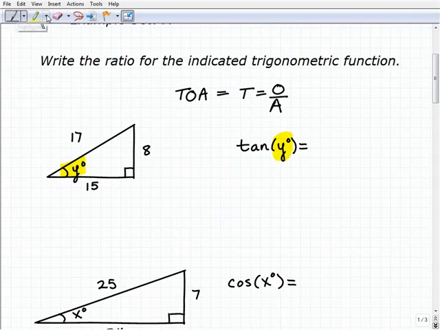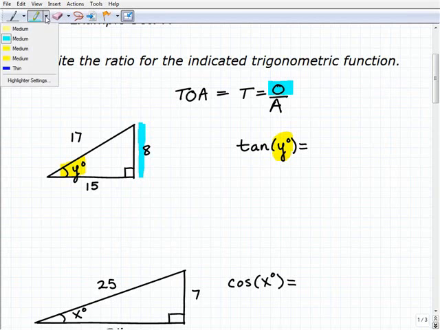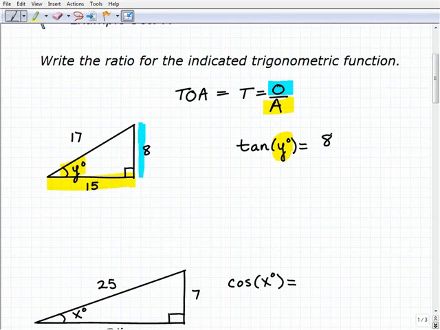This is really quite easy if you can properly identify the opposite and adjacent sides, with respect to angle y. Here 8 is going to be the opposite side, and the adjacent side of angle y, the one connecting with angle y, is 15. So very simply, the tangent of angle y is opposite over adjacent, or 8 over 15. You could simplify that into a decimal, but that's not necessary. My focus here is just to get you to be able to set up these ratios.